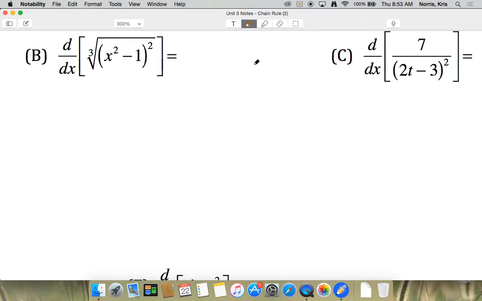Okay. All right. So what is this? I would rewrite this first. So it's x minus 1 to the 2/3, because the squared is the numerator of the rational exponent and the cube root is the denominator of the rational exponent. Right? Okay. So u equals what?